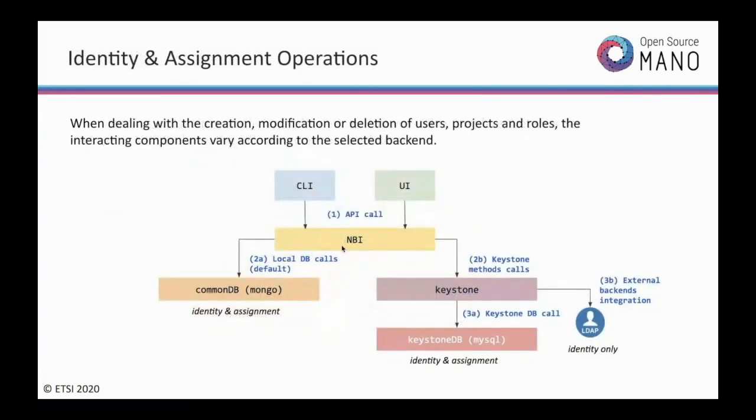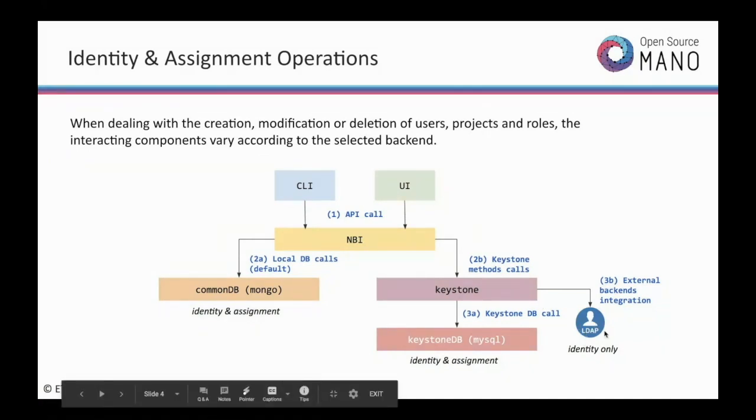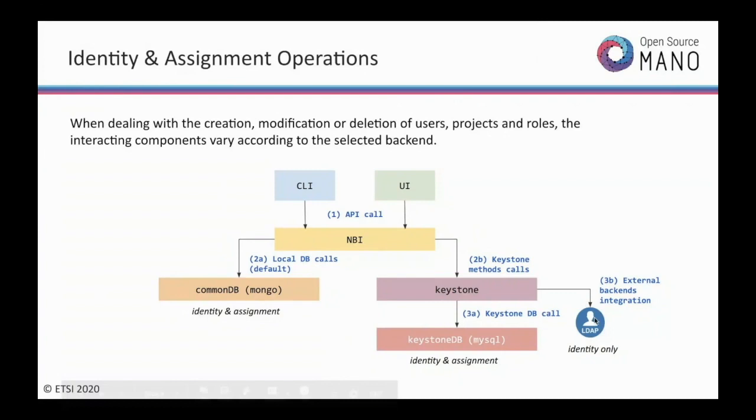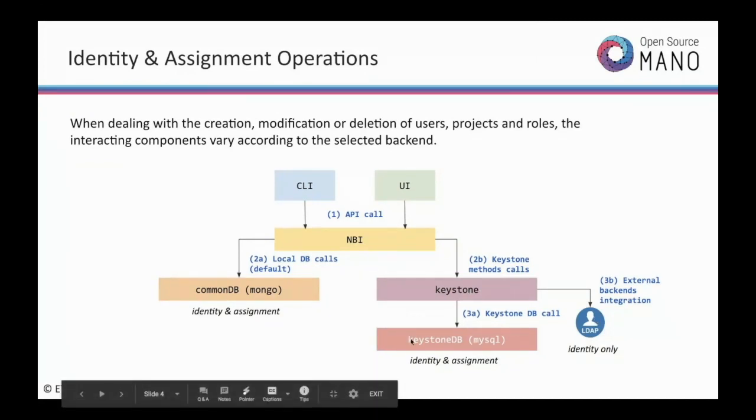Or we can, by configuration of the system, switch to Keystone, and that provides other use cases like being able to integrate with LDAP for external database of users. And it, of course, has its own database for identity and assignment or for assignment only. And when I say assignment, I'm talking about roles in the platform, privileges.